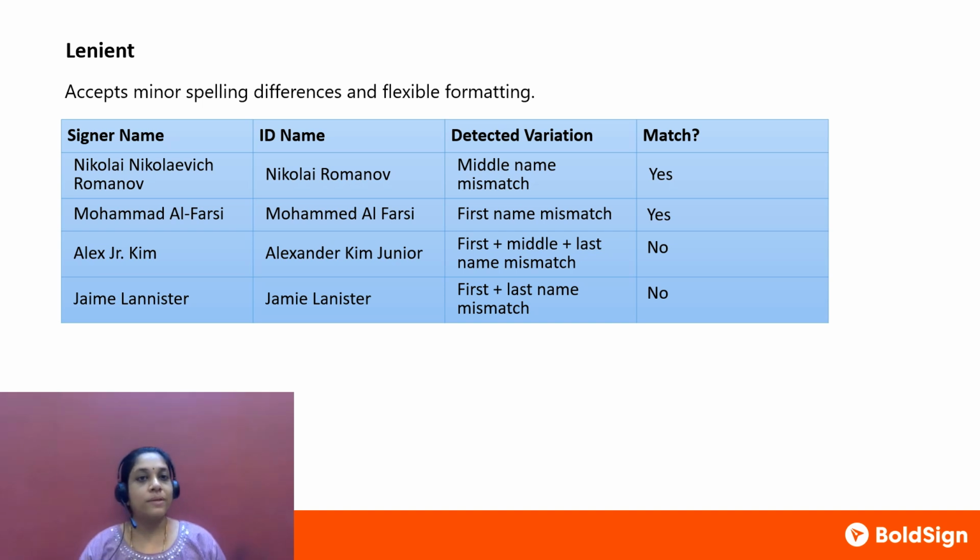Next, let's look at how the lenient setting handles name differences. This option is more relaxed and allows for common variations. So in the first example, the middle name is missing, but that's considered a match. And in the next example, the first name is spelled differently, but it still counts as a match. In the third example, Alex Jr. Kim and Alexander Kim Jr., too many parts are different and this one doesn't match. And lenient matching is great when you want to allow some small differences, but it still needs the name to be mostly the same.